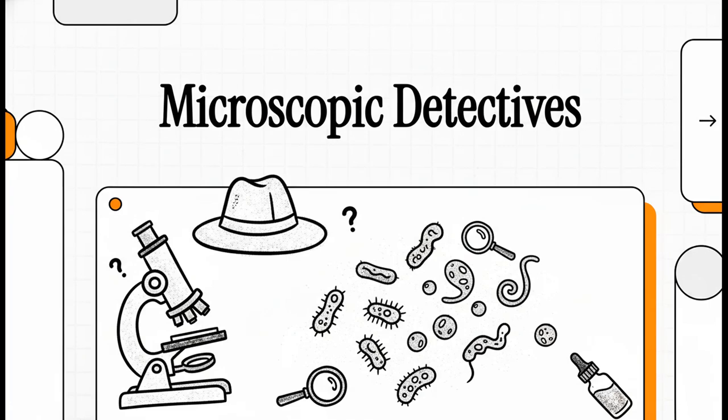Today, we're going undercover. We're diving into the invisible world of pathogens, you know, the microscopic culprits behind some of the world's most serious diseases. We're going to be the detectives here, but our main tool isn't a fingerprint kit, it's a microscope. So let's start the investigation.